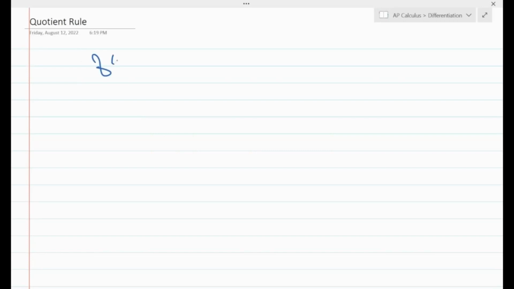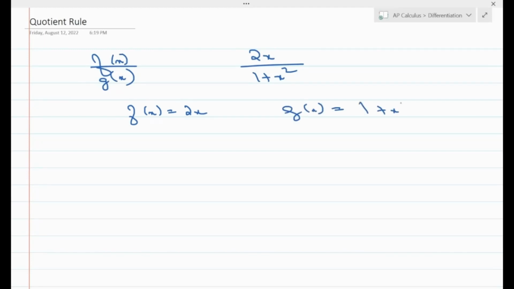Works is, if product rule was when two functions were getting multiplied, quotient rule is about when two functions are divided by each other. So let's say you have a function 2x divided by 1 plus x square. We can just split them up into two individual functions. We would say my f of x is equal to 2x, my g of x is equal to 1 plus x square. All right. Now we do the same steps that we did for product, which is differentiate the numerator, differentiate the denominator.